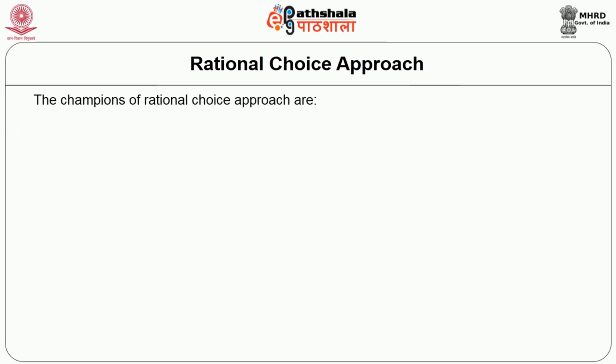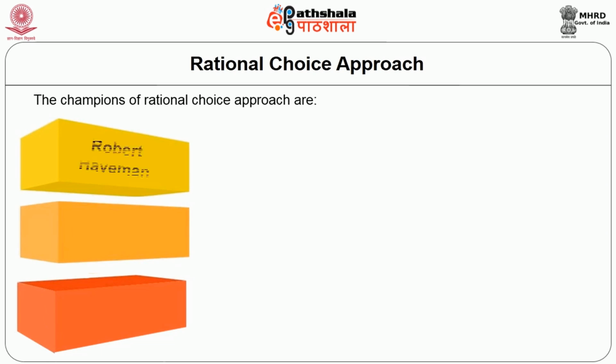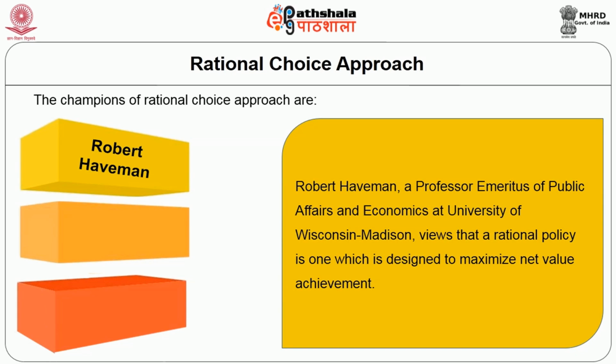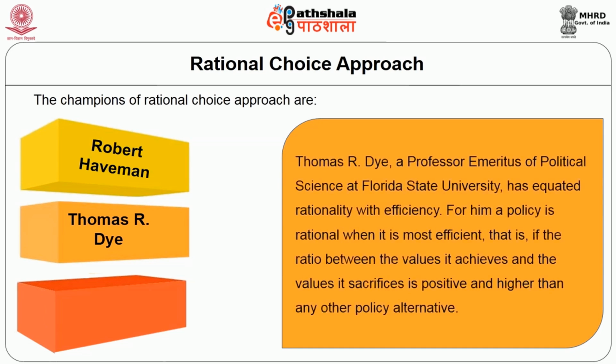The champions of the rational approach are Robert Haveman, Thomas Dye, and Herbert Simon. Haveman, a professor emeritus of public affairs and economics at the University of Wisconsin-Madison, views that a rational policy is one which is designed to maximize net value achievement. Thomas R. Dye, professor emeritus of political science at Florida State University, has equated rationality with efficiency. For him, a policy is rational when it is most efficient, that is, if the ratio between the values it achieves and the values it sacrifices is positive and higher than any other policy alternative.